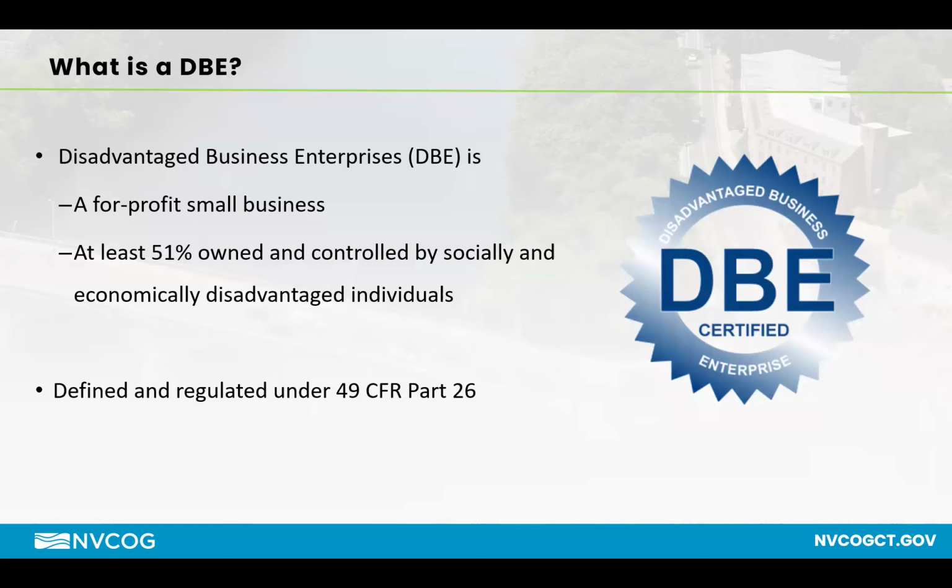So what is a DBE? DBE stands for Disadvantaged Business Enterprises, and a DBE is a for-profit small business that is at least 51% owned and controlled by socially and economically disadvantaged individuals. You can find definitions for DBE and socially and economically disadvantaged individuals under the 49 CFR Part 26.